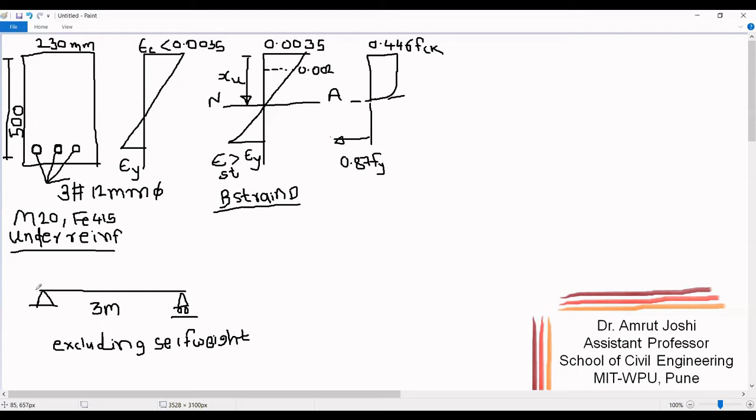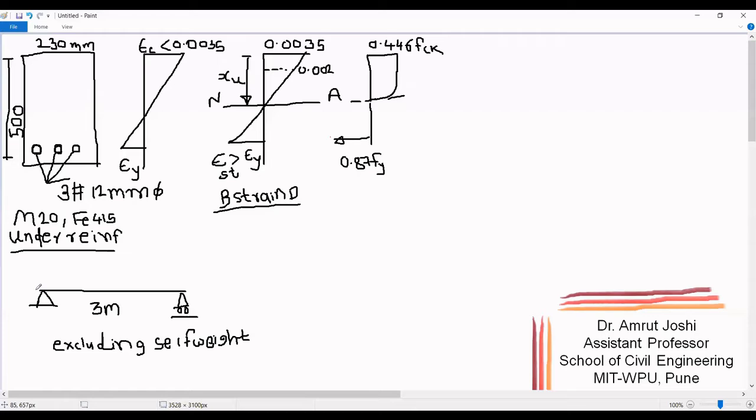If this beam should not collapse in flexion. So let me repeat the problem statement. A reinforced concrete beam of effective cross section 230 mm by 500 mm. By effective cross section, I mean width is 230 mm and 500 mm is the effective depth and not overall depth. So a reinforced concrete beam of effective cross section 230 mm by 500 mm is reinforced with 3 bars of 12 mm diameter on its tension side.